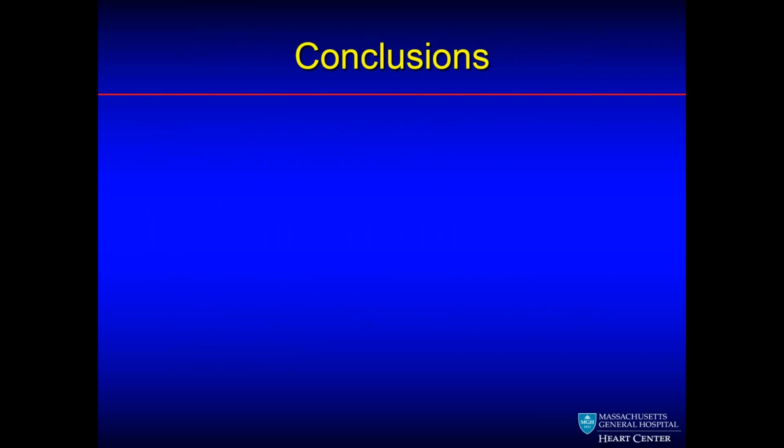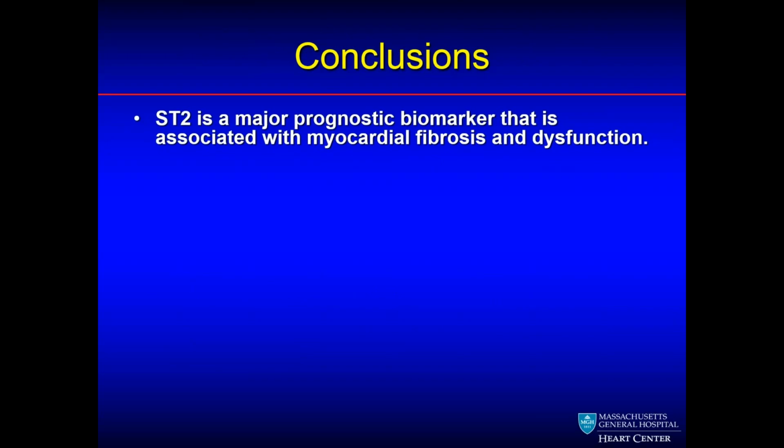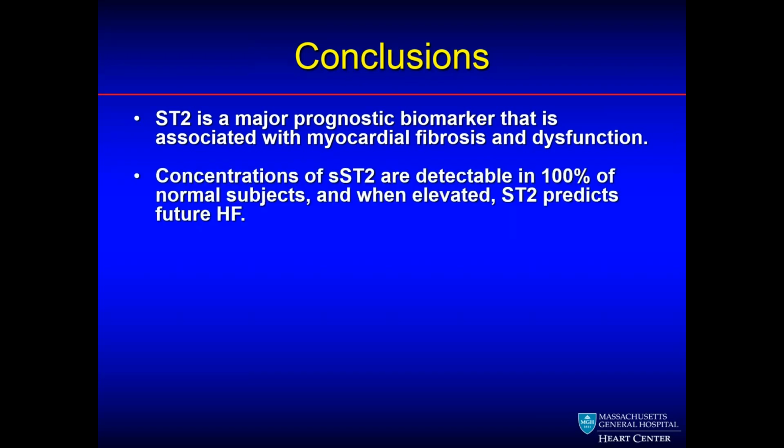In conclusion, ladies and gentlemen, ST2 is a major prognostic biomarker that's associated with tissue fibrosis in the vasculature, in the pulmonary vasculature, as well as in the myocardium. It's associated with myocardial remodeling and ventricular dysfunction. Concentrations of ST2 are detectable in nearly all, if not all, normal subjects. And when elevated in an office-based subject without obvious heart failure, an elevated ST2 value above 20 predicts the risk for future heart failure. These patients should be viewed as high risk.